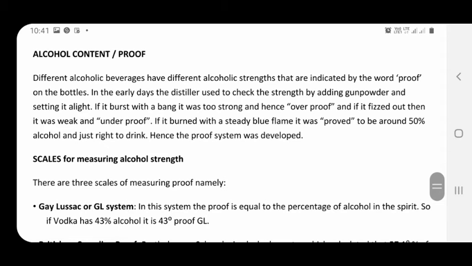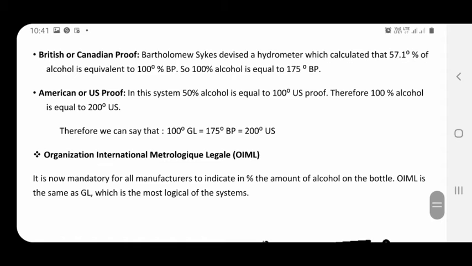Now come to another one: British and Canadian proof. Bartholomew Sikes devised a hydrometer which calculates that 57.1% alcohol is equivalent to 100% BP. So 100% alcohol is equal to 175% BP. This is how the British and Canadian proof system works.